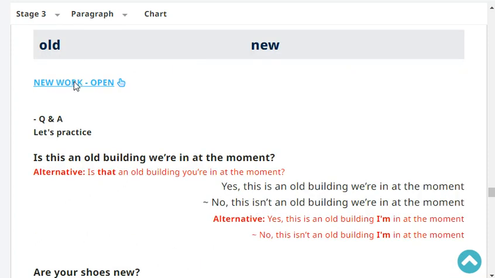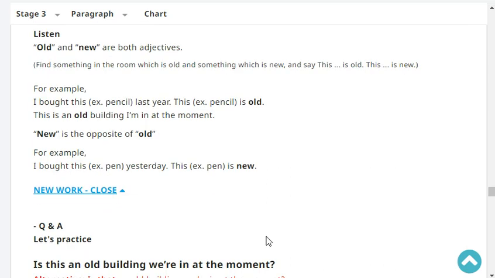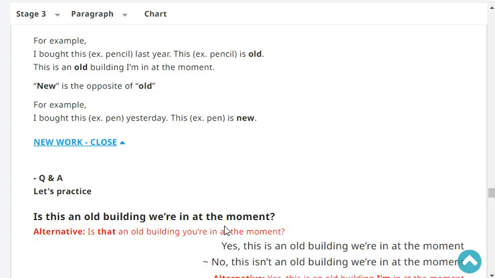Next, repeat: old, new. Very good. Listen, old and new are both adjectives. For example, I bought this last year. This pen is old. This is an old building I'm in at the moment. New is the opposite of old. For example, I bought this book yesterday. This book is new. Okay, so let's practice.